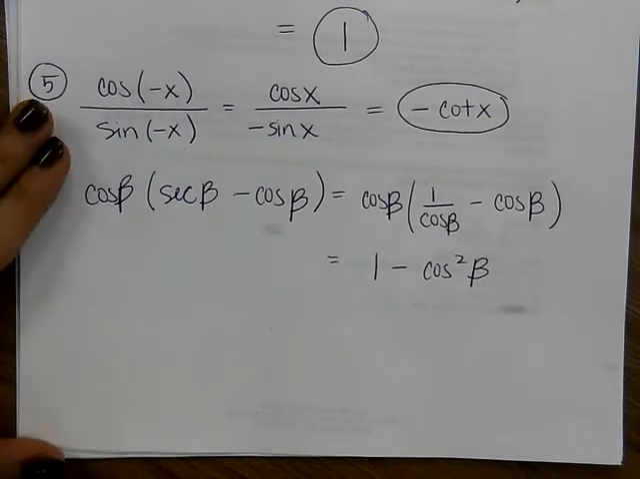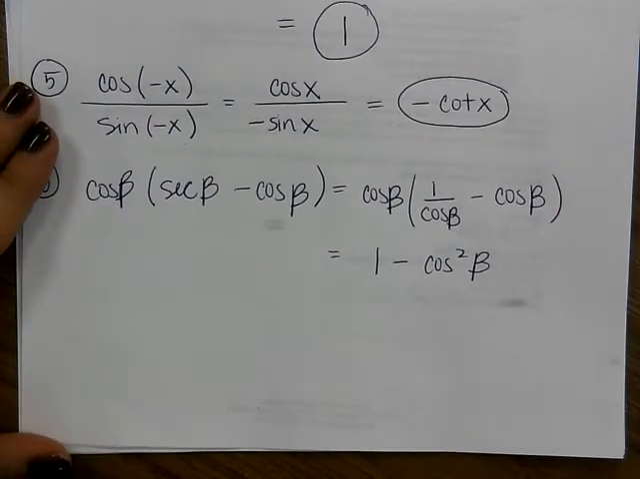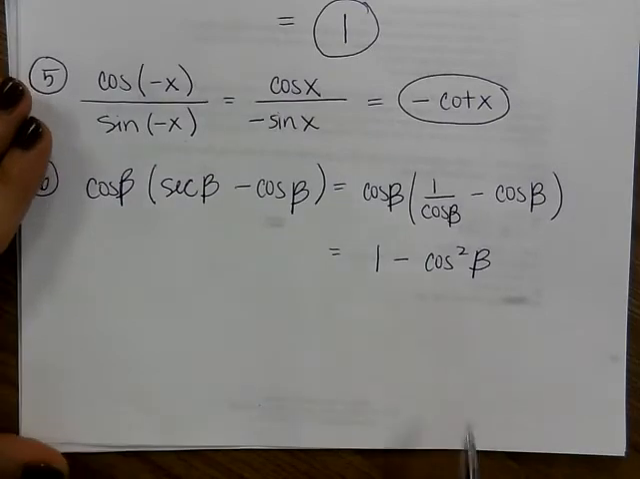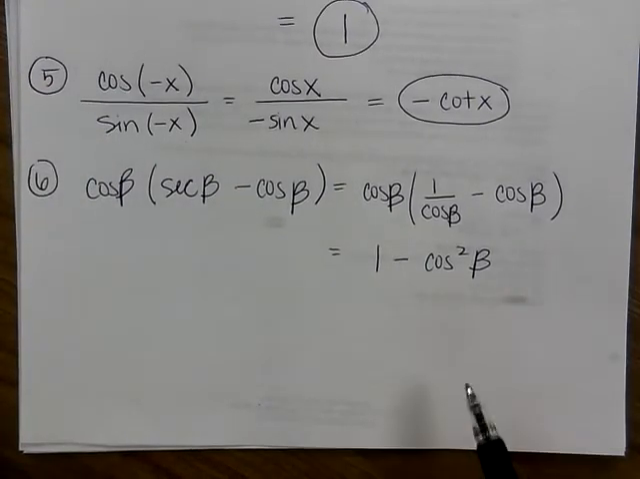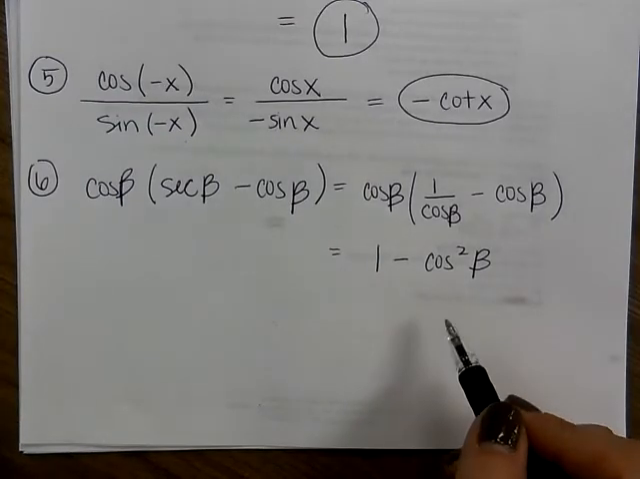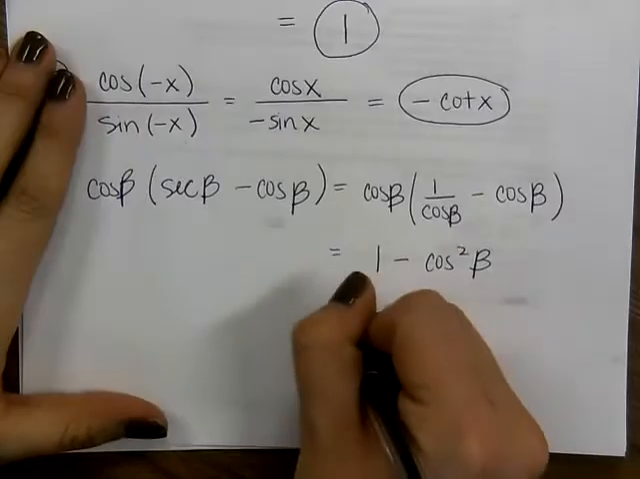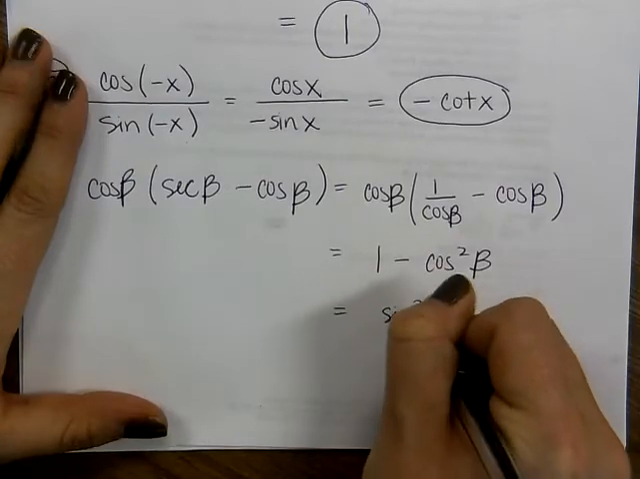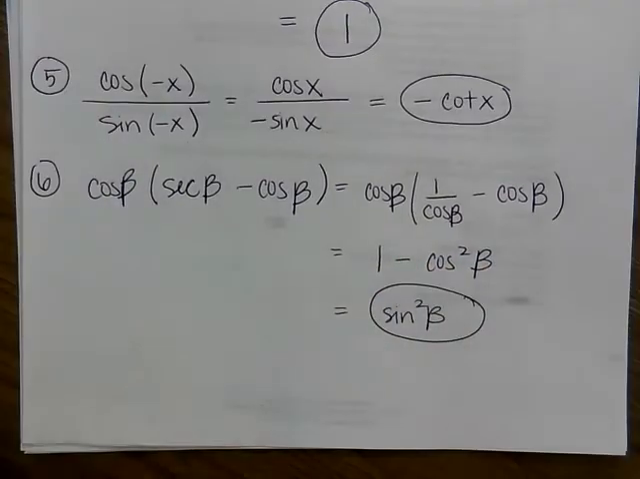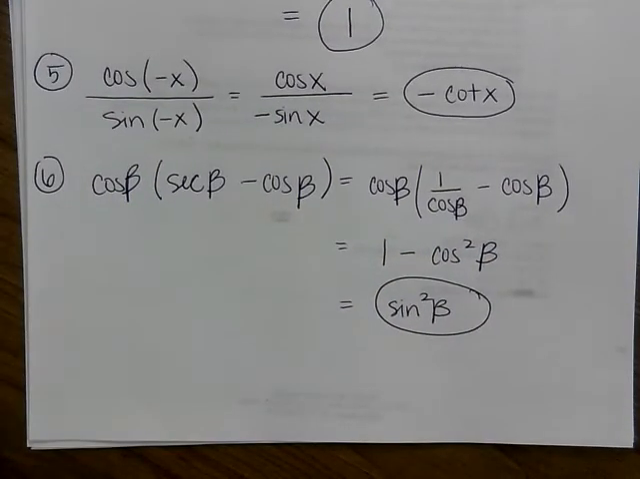I hope you didn't stop there. Did you? Okay, you didn't stop there because there is a formula going on here. Isn't there the Pythagorean identity happening here? 1 minus cosine squared is equal to what? Sine squared, and that's where you should go. So this is your answer. Sine squared of beta.